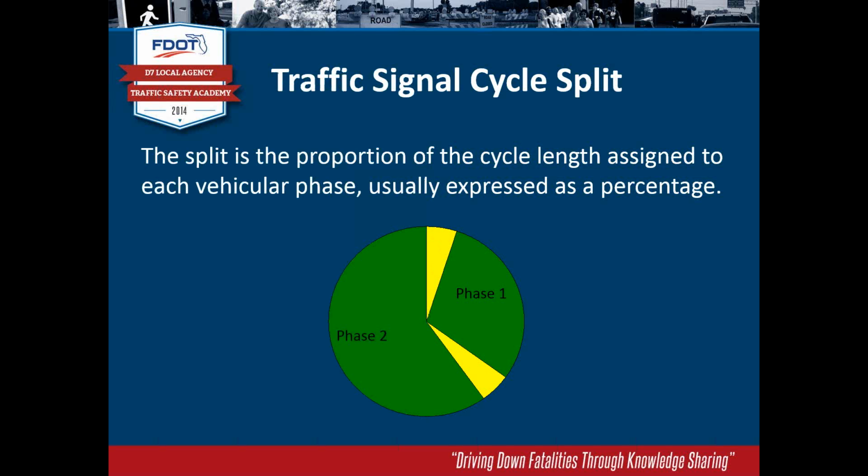One of the terms I talked about is the split. You'll hear that term used, and basically the split is just the proportion of the cycle length assigned to each phase, usually expressed as a percentage. What I'm showing here on the screen, you see phase 1 has a split of 38%. Typically when you're putting out the splits like that, it's the sum of the green plus the yellow and all red clearance and change intervals at the end. So the split is just what proportion of the pie, the cycle length, is given to each particular phase. So that's simply what the split is.